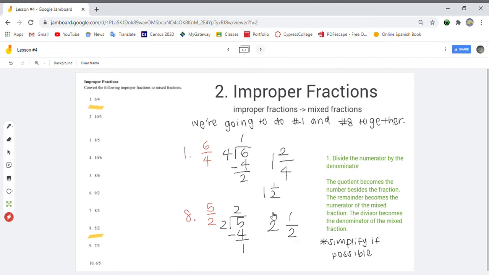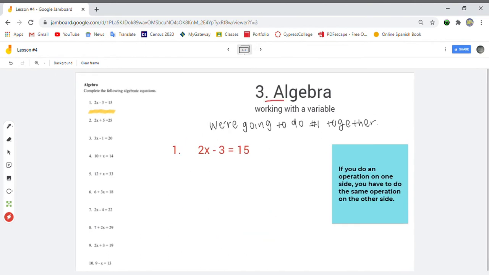Our next topic we're going to go over is algebra. And we're going to be working with one variable, x, over here. And we'll be doing number 1 together here. And something to keep in mind is that if you do an operation on one side, you have to do the same operation on the other side. So let's look over here, and our purpose of these problems is finding what x is. So we will isolate the x value. We'll keep the x value on one side.